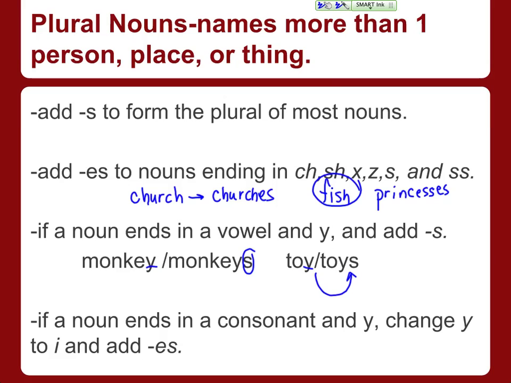Lily? Cities. City to cities. It ends in a T, which is a consonant, and a Y. So what you would do, it says, change the Y to an I and add ES: cities. Are we good with that? Who else knows another one? Jillian. Kitty. If you have a kitty, you would change it and it would become IES, kitties.